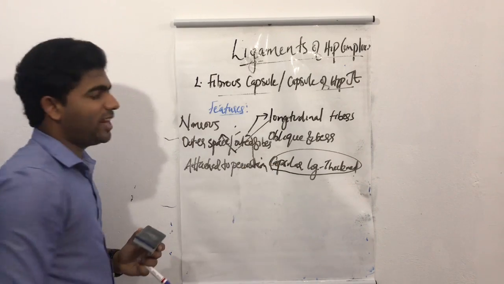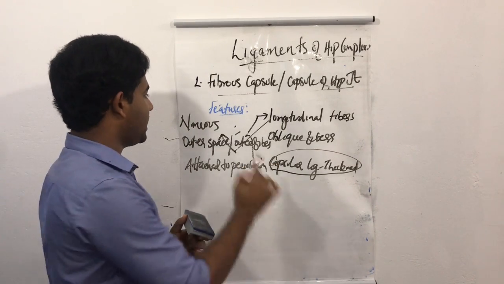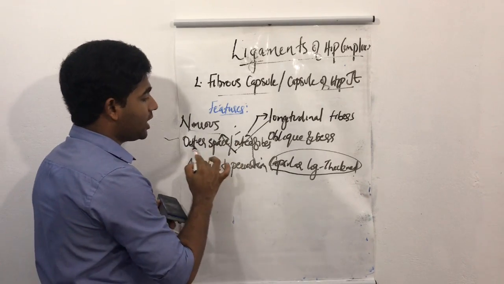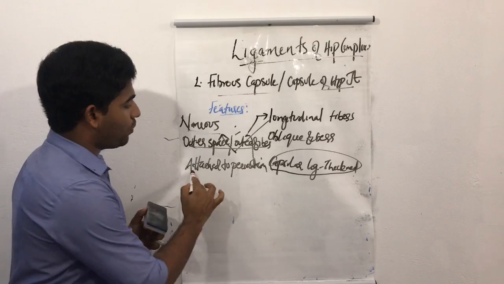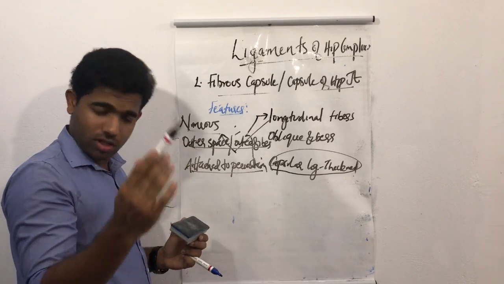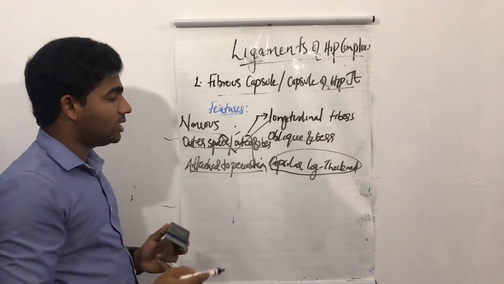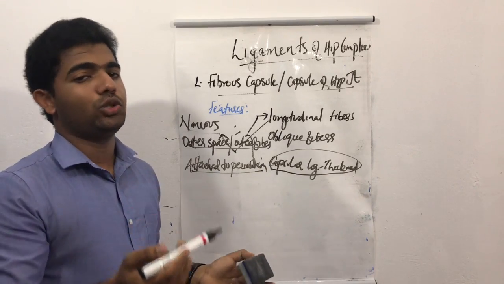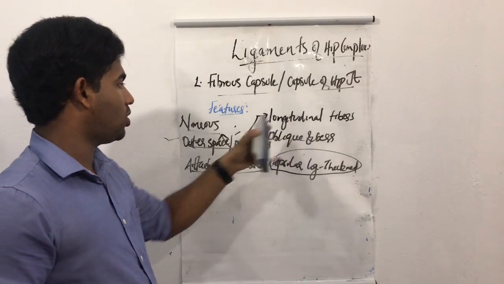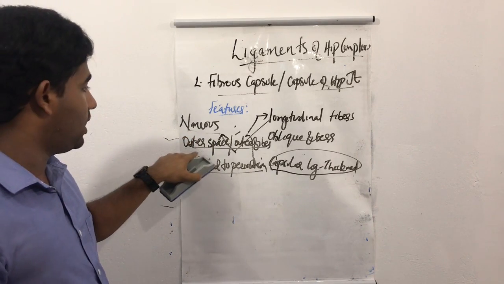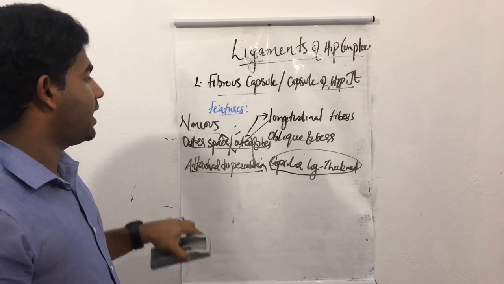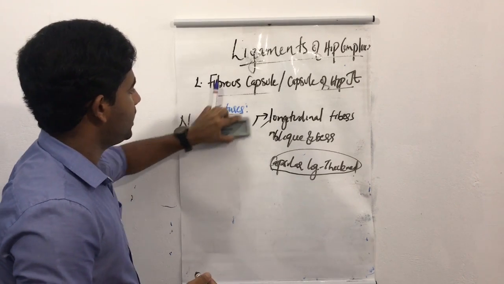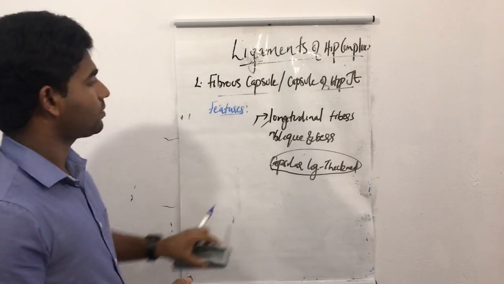So if we evaluate the longitudinal fibers, we see that they are large in number. They are attached to the periosteum of both bones, and they are the outer fibers. Inside that you have the oblique fibers. So the first fibers are longitudinal, numerous in number, seen outer, and attached to the periosteum. Now let us see the oblique fibers.